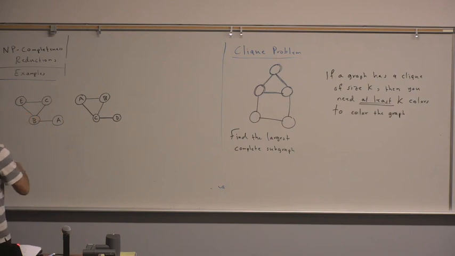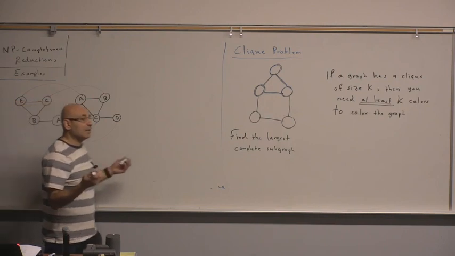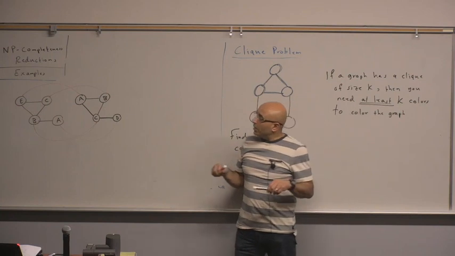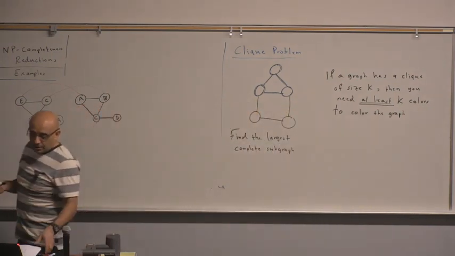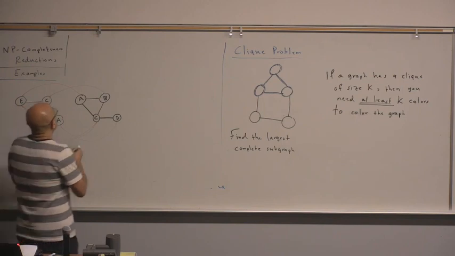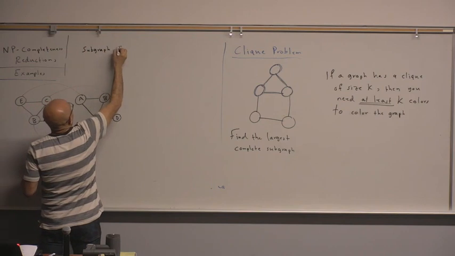So in this case, you can map the E to the A, and you can map the C to the B, and you can map the B to the C, and the A to the D. So if you can come up with a mapping between the vertices, the graphs are isomorphic. So graphs that look the same. Again, isomorphic graphs is not NP-complete, but what is NP-complete is the subgraph isomorphism problem.